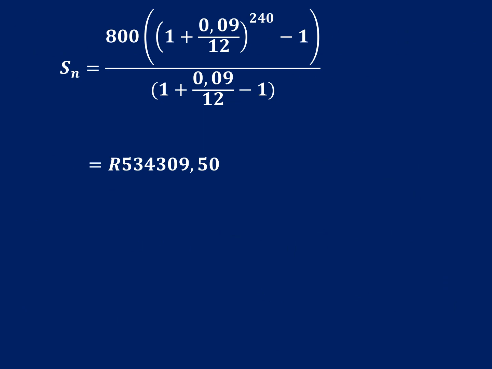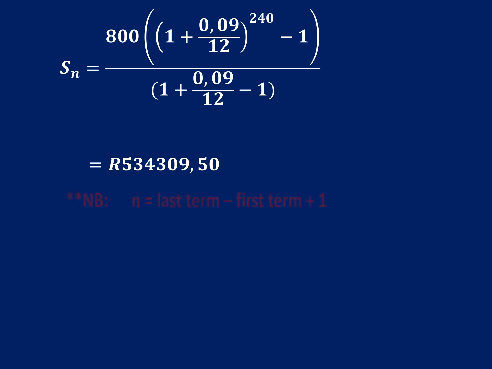If we substitute all of that into our formula, we end up getting 534,309 Rand and 50 cents. So it's quite a bit less. Because those payments are going in at the end of the month, I'm actually not earning interest on that last payment, but it actually makes a significant difference.